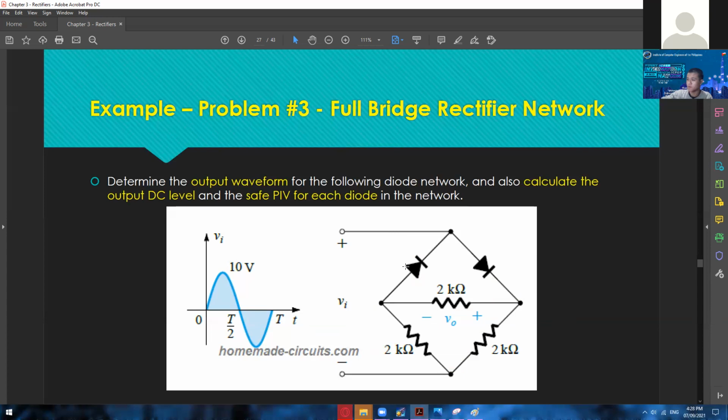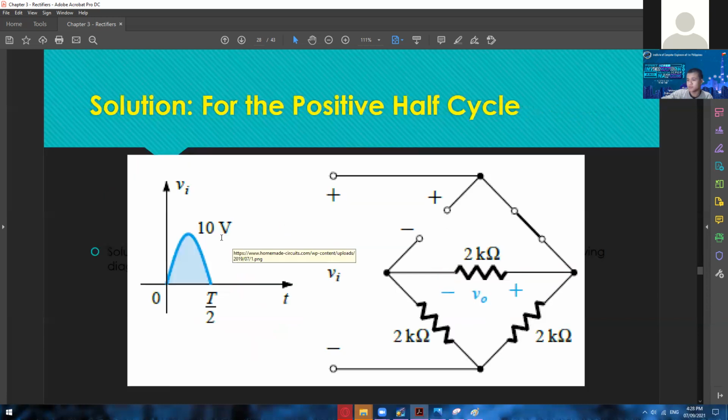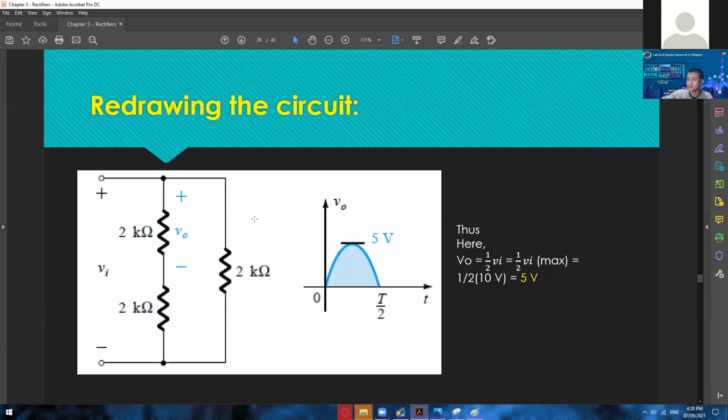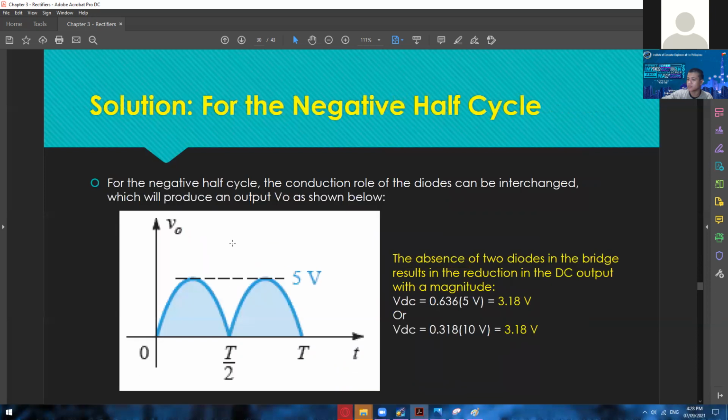So as a result, we have a circuit which accepts both the positive and negative half cycle. So this one will give you a full wave output waveform. Okay, so this is the solution. Where is that one? Here. Okay, so here is the complete cycle.